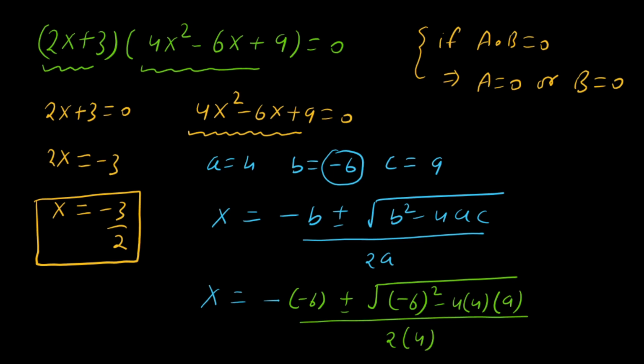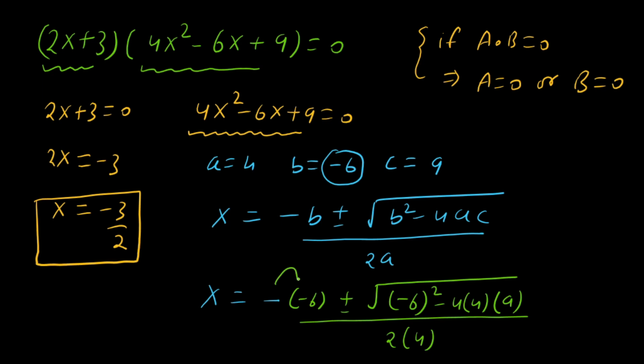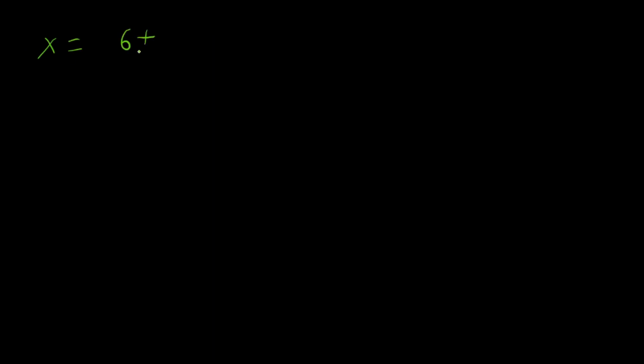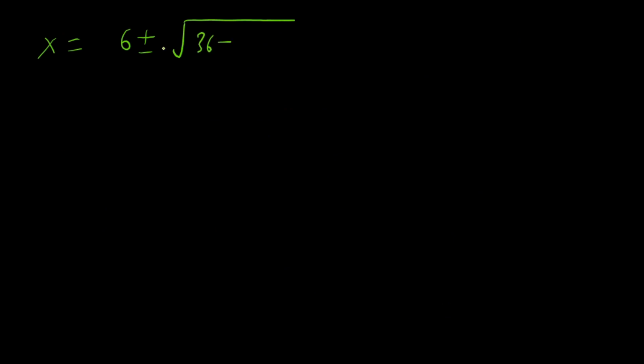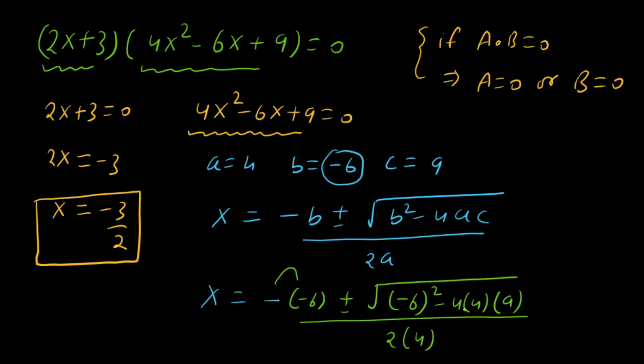Then x equals, here minus multiplied by minus 6 gives plus 6, plus minus square root of (minus 6) square is 36, minus 4 times 4 that is 16, 16 times 9 that is 144.